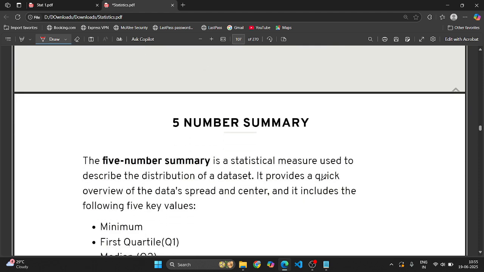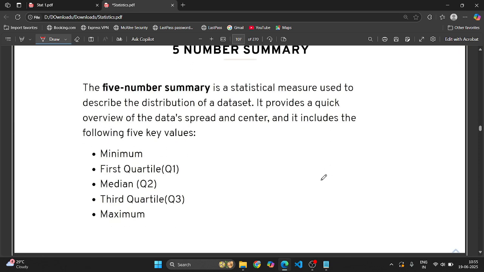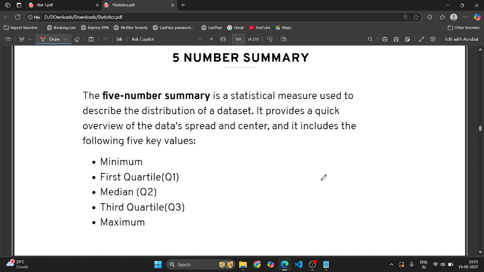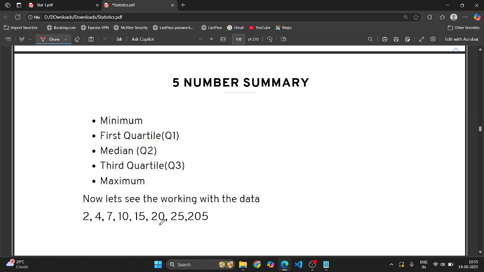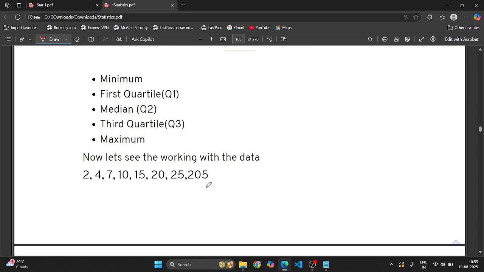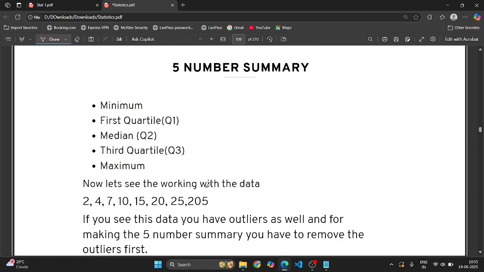Five number summary. The five number summary is a statistical measure used to describe the distribution of a data set. It provides a quick overview of the data spread and the center, and it includes the following key values: minimum value, first quartile, median, third quartile, and maximum. Now let's work on this data for the five number summary.